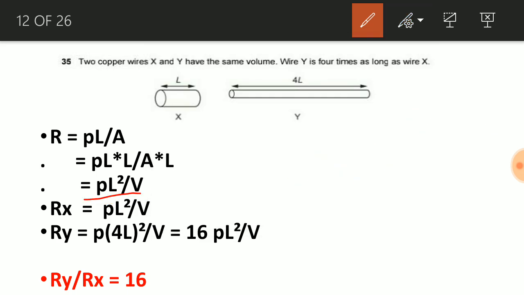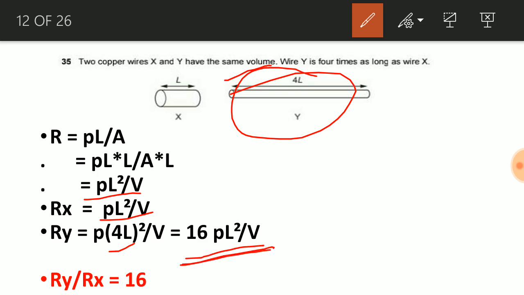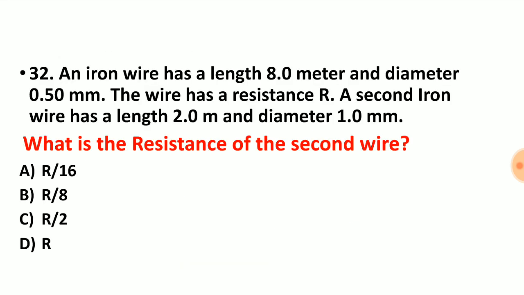Now Rx will be rho L square by V, and Ry will be rho times 4L whole square by V. In the place of L I have to write 4 times L, and according to the question, volume is the same. Now I got 16 rho L square by V. On dividing Ry by Rx, we will get 16. That 16 is in our option choice.